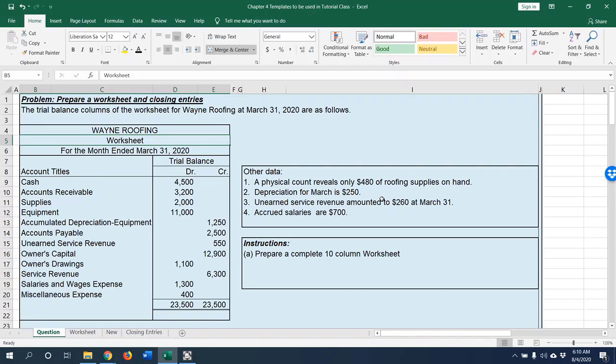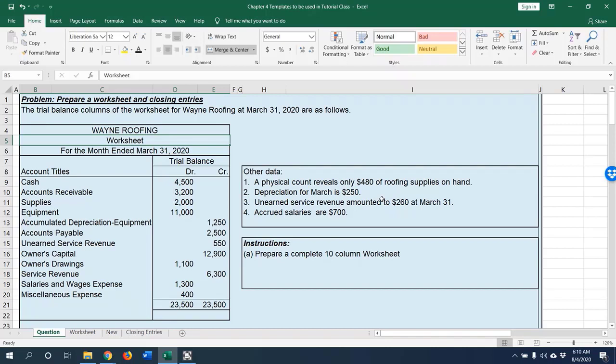So in the previous two videos we have talked about how to do the worksheet, how a worksheet looks, and what the steps are in preparing the worksheet. So in this video we'll try to solve a worksheet related problem step by step so that you will get a better idea about how to solve or prepare a worksheet by yourself.